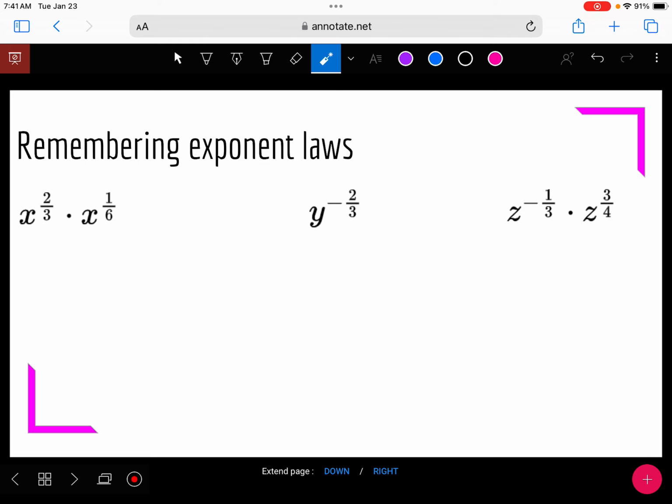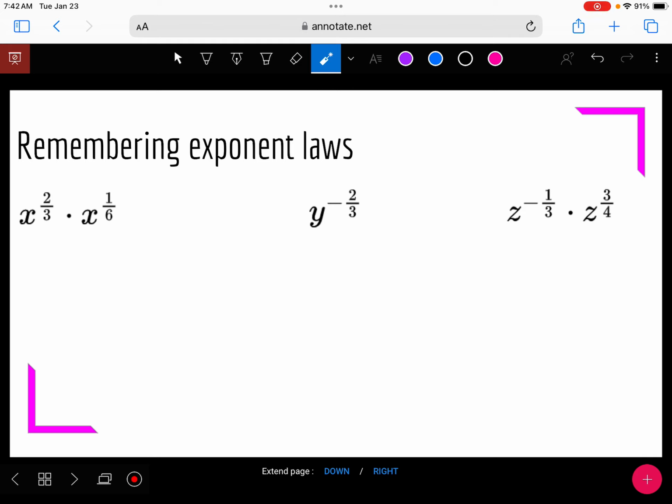So when we are multiplying two exponential statements, let's say I have x cubed times x to the 5th. What do we do with those exponents? What's our answer for x cubed times x to the 5th? We add them. This becomes x to the 3 plus 5, which is x to the 8th.